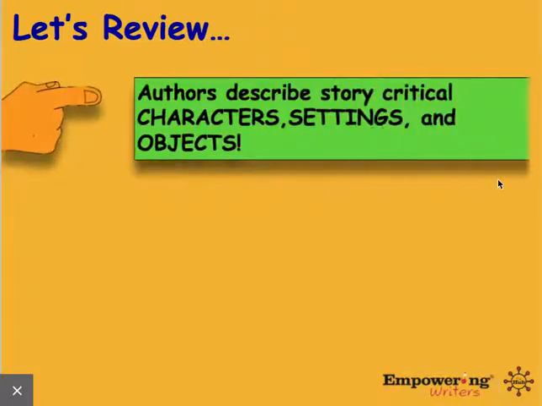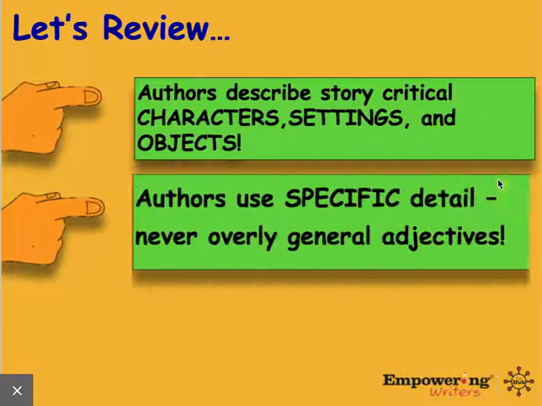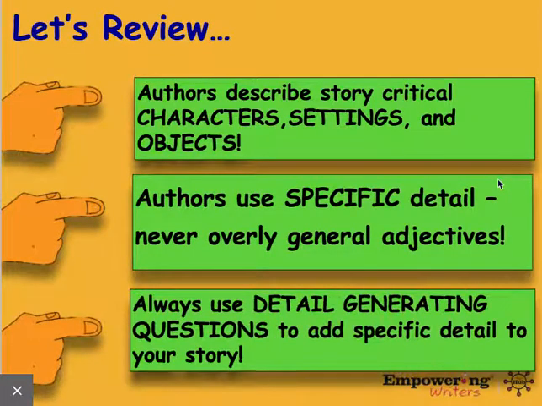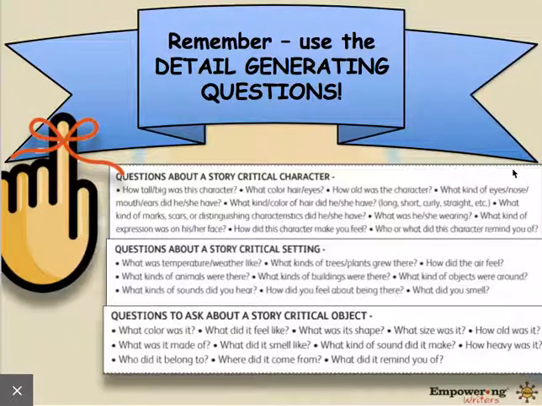So let's review. Authors describe story-critical characters, settings, and objects. Authors use specific detail, never overly general adjectives. And third, authors always use detail-generating questions to add specific detail to their stories. Here's an example of all the detail-generating questions that you could use.